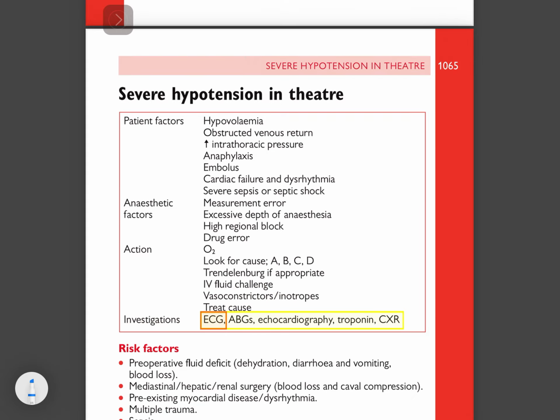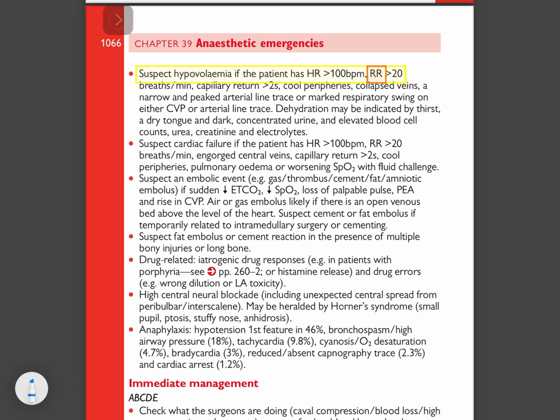Suspect hypovolemia if the patient has HR >100 bpm, RR >20 breaths/min, capillary return >2 s, cool peripheries, collapsed veins, a narrow and peaked arterial line trace or marked respiratory swing on either CVP or arterial line trace. Dehydration may be indicated by thirst, a dry tongue and dark, concentrated urine, and elevated blood cell counts, urea, creatinine and electrolytes. Suspect cardiac failure if the patient has HR >100 bpm, RR >20 breaths/min, engorged central veins, capillary return >2 s, cool peripheries, pulmonary edema or worsening SpO2 with fluid challenge.